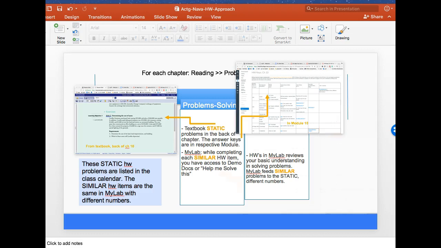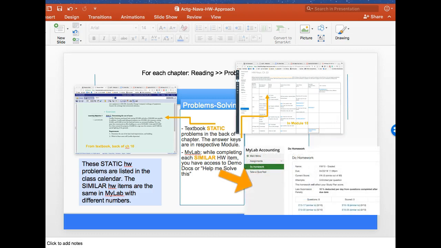Your homework items in my lab, the ones that will earn you your homework scores, are based on similar problems. Basically, they are the same problem as the static ones with different numbers. They change each time for each student. My assumption is that if you study how the static problems are solved by reading the given info for the problem in the textbook and then reviewing the related answer key in the modules, you will learn how to solve the similar problem in my lab.